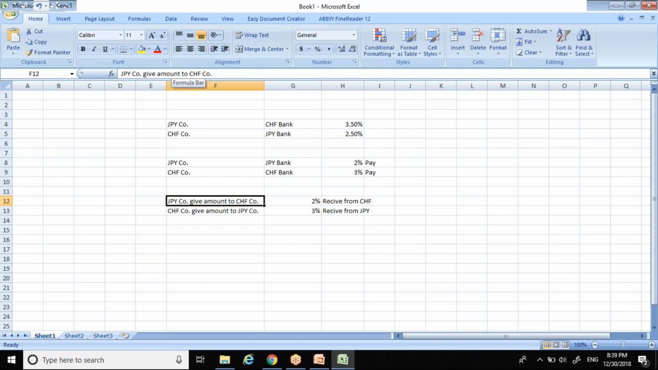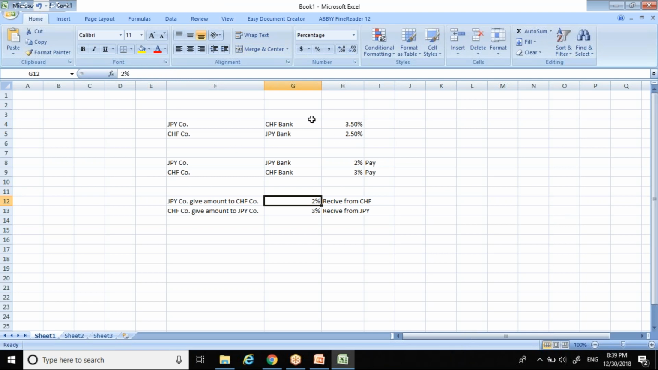And likewise, CHF takes a loan from another bank, a local bank, and gives it to the JPY company and receives 3% from this. So the JPY company is actually paying 3% for the loan, and 2% is paid by the Swiss company for the loan. Now, in this situation, both were able to save some percent.